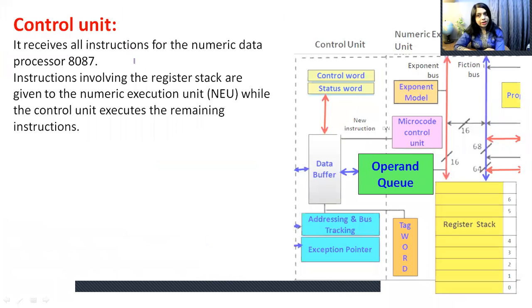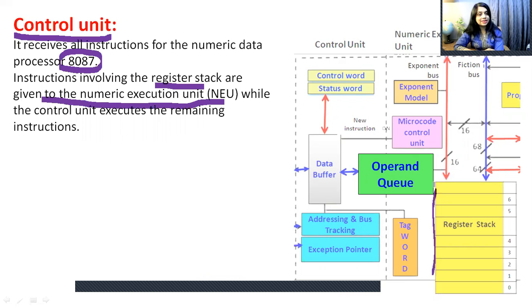So what does the control unit do? The control unit receives all instructions for the numeric data processor 8087. That means for 8087, all the instructions are fetched by the control unit. Whatever instruction needs the register stack is given to the numeric execution unit, while the control unit executes the remaining instructions.